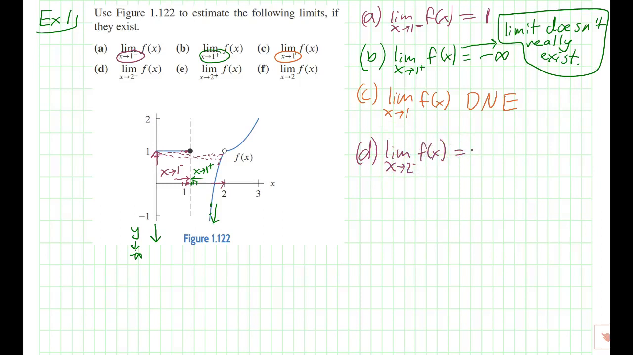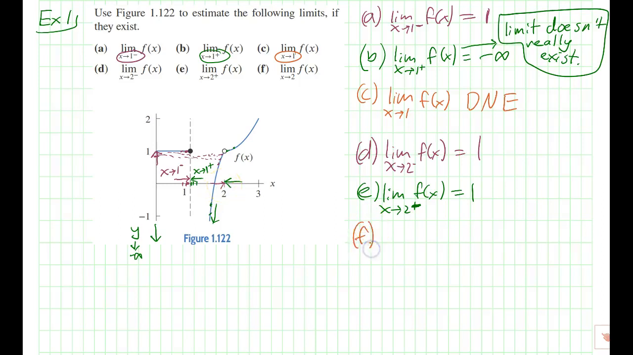So the result of the limit is 1, and the same thing is happening on the right here. As you approach 2 from the positive side, the y coordinates are also getting closer to 1. So this is 1. And then let's look at the last one. In this case, they're both approaching 1 from the left and the right.